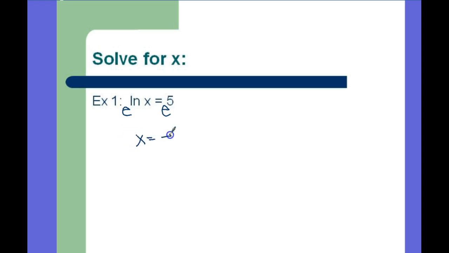X equals e to the fifth. So e to the fifth is a number. Without a calculator, you wouldn't know what e to the fifth is. Go ahead, pick a random number. e is 2.7 something, so it's going to be like 7.2-ish. Someone check. Oh, I forgot it's a power, not multiplication.